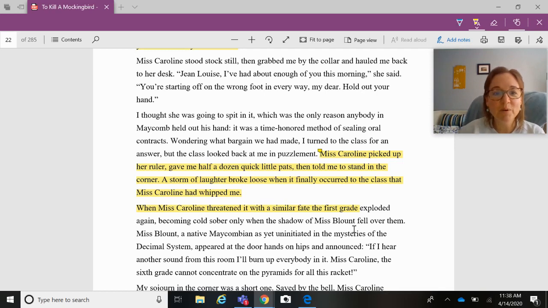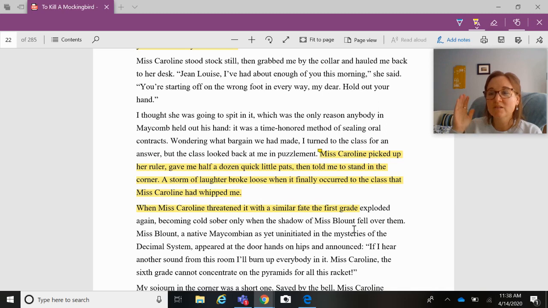"Miss Caroline picked up her ruler, gave me half a dozen quick little pats, and told me to stand in the corner. A storm of laughter broke loose when it finally occurred to the class that Miss Caroline had whipped me." So then she turns around, she's like, if you guys keep it up, I'm going to do the same thing to you. And everybody starts laughing because these are kids who get whipped at home with belts.